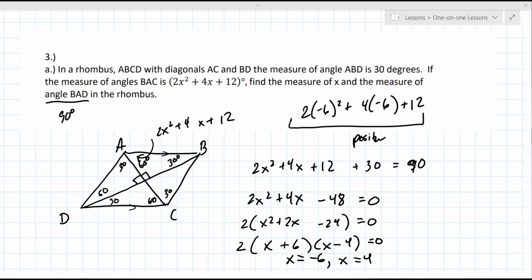Part B. The perimeter is 40 inches long. If the length of AC is 12 inches, the length of BD is 2x plus 4. What is the length of the diagonals? Okay, I'm just reading it out loud. We need to know something about the diagonals. They usually end up bisecting each other. That's sort of useful here.